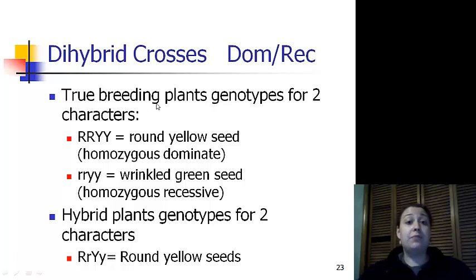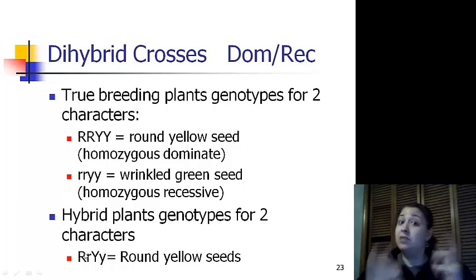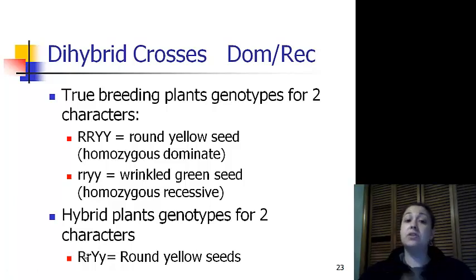Now true breeding, we can have homozygous dominant or homozygous recessive. Well, we know that round is dominant and yellow is dominant. And so round will be big R for homozygous dominant, and big Y for homozygous dominant for the seed color. Now the recessives are going to be little r and little y, and that'll give us wrinkled and green. The hybrids, or the heterozygous, will give us big R little r and big Y little y, and that will still give us round and yellow, but it is heterozygous.